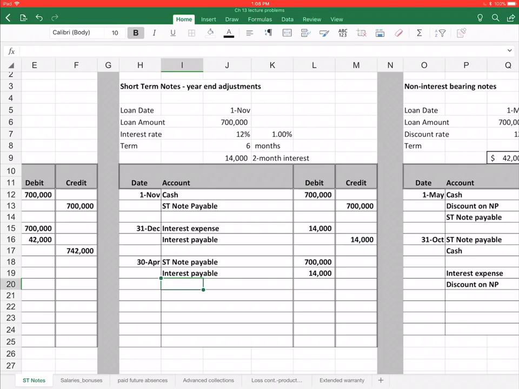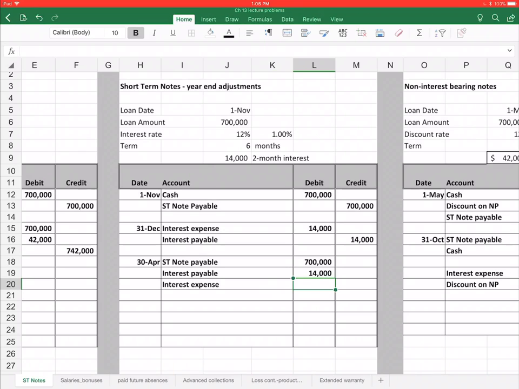Lastly, in our debits is going to be interest expense. So interest expense, we have to account for the remaining period of time that we have had this loan outstanding. How much interest have we accrued? So we already on December 31st accounted for 2 months worth of interest. So now on April 30th, we need to account for the additional 4 months of interest expense because we've had a 6-month short-term note in this instance.